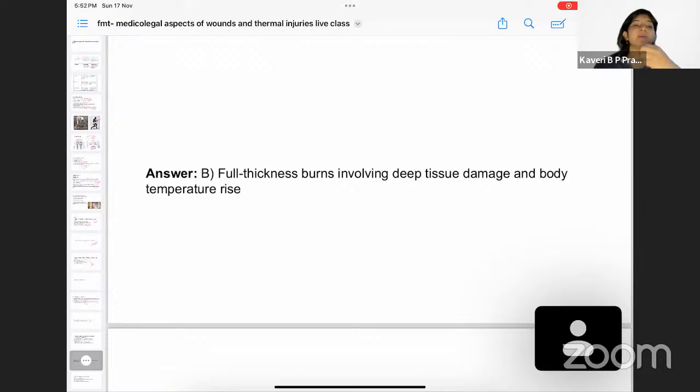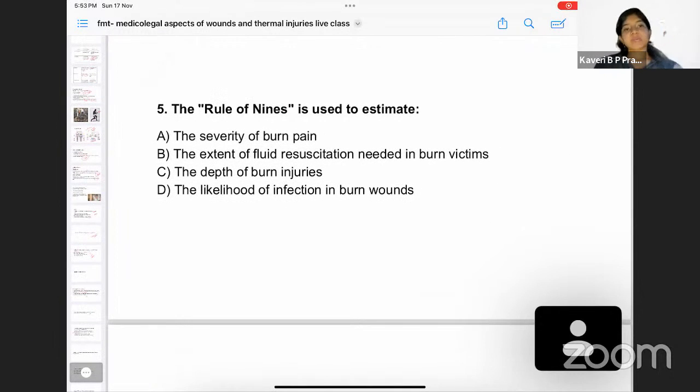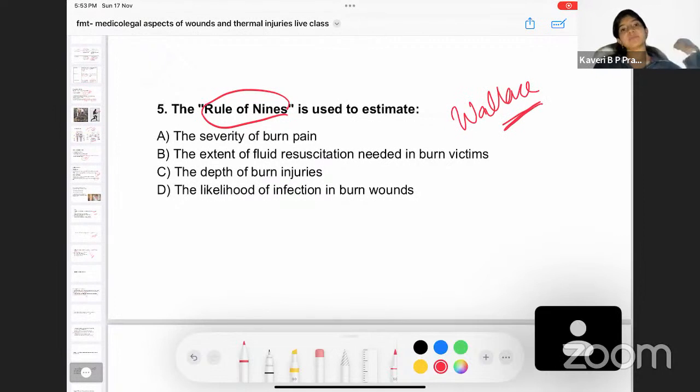The rule is nothing but Wallace's rule of 9. Option A, the severity of the burn pain. Option B, the extent of fluid resuscitation needed in burn victims. Option C, the depth of burn injury. Option D, likelihood of infection. So what is the right answer? The right answer is option B, the extent of fluid resuscitation needed in burn victims.